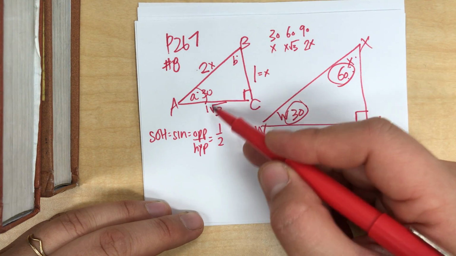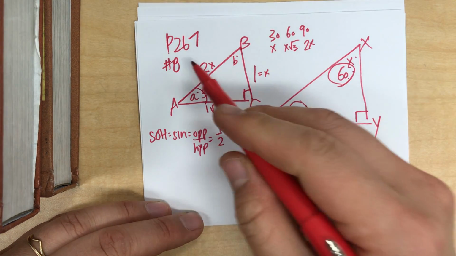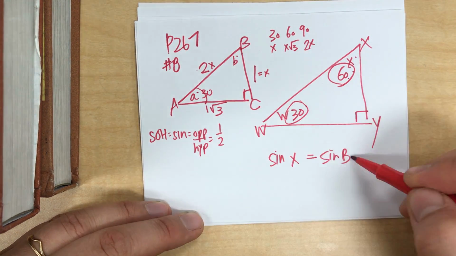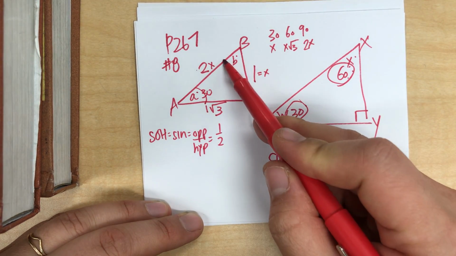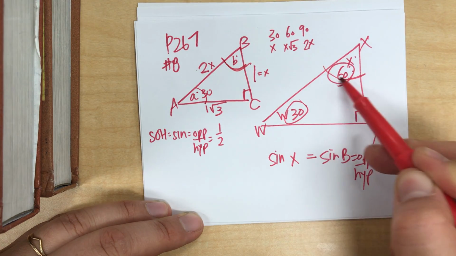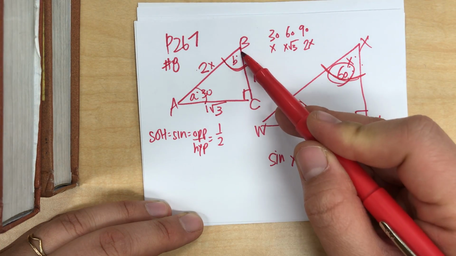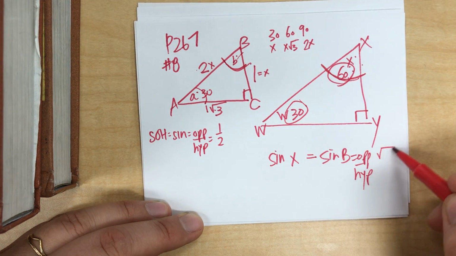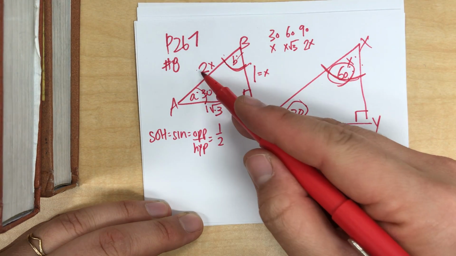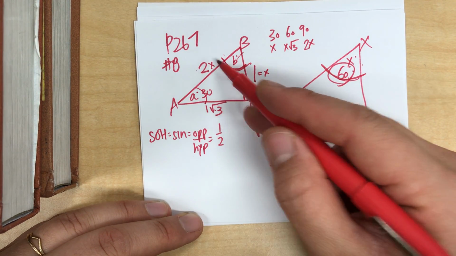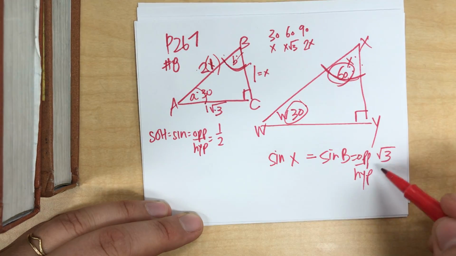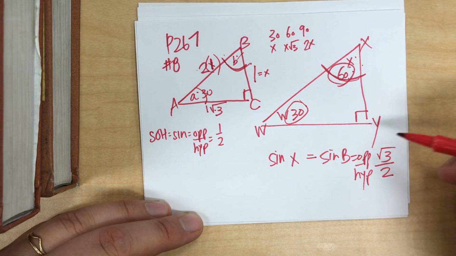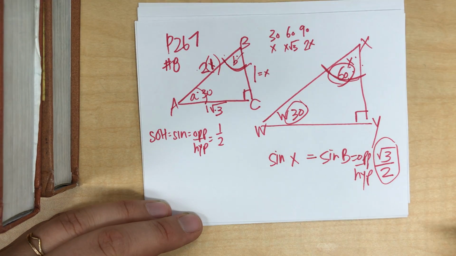If you use these numbers here, sine is always opposite over hypotenuse. Opposite over hypotenuse. So for b, or rather x, because b and x are the same, the opposite is going to be square root 3 in this case, and the hypotenuse is still going to be 2, because remember that x is 1, so it's going to be 2. And then square root 3 over 2 is your answer.